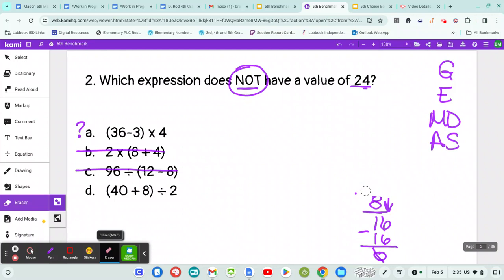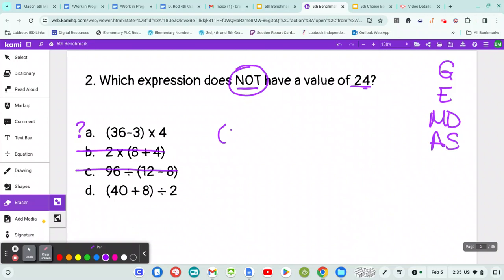Okay, last one. And if you are really good at mental math, you might have been able to look at this last one and know what the value of it is. But we're going to solve it for those of you who could not just look at it and see what its value is. So once again, we have grouping symbols. Once again, those grouping symbols tell us that the weak team gets to go first. 40 plus 8 is 48.